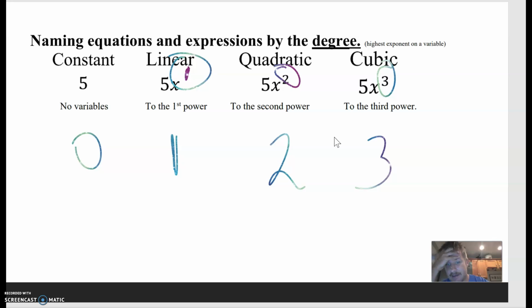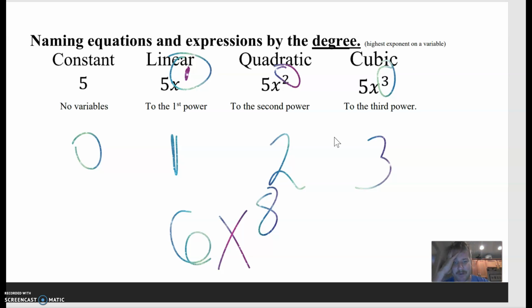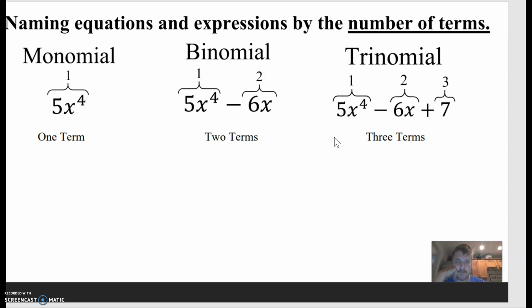So if it said 6x to the 8th, well, x to the 8th, we don't have a name for that, so we would just say degree 8.